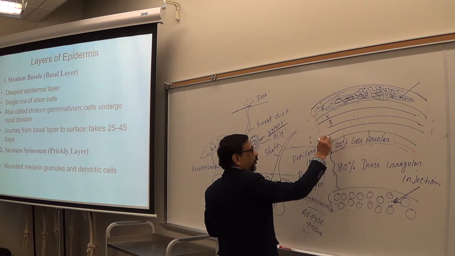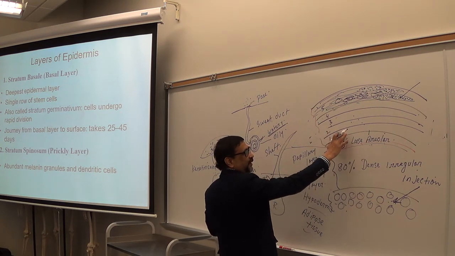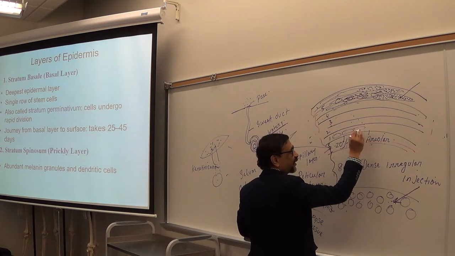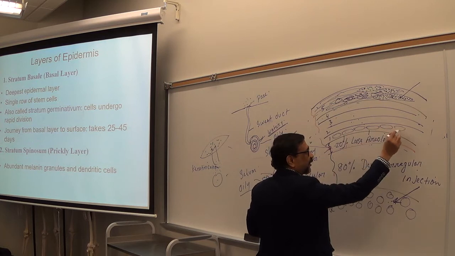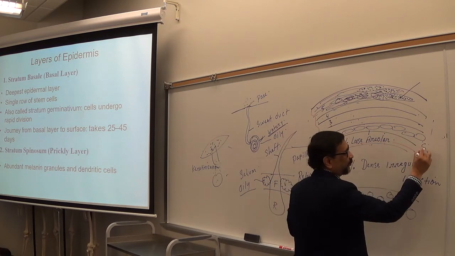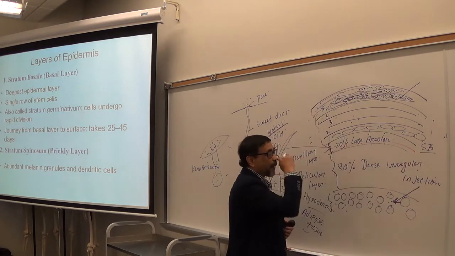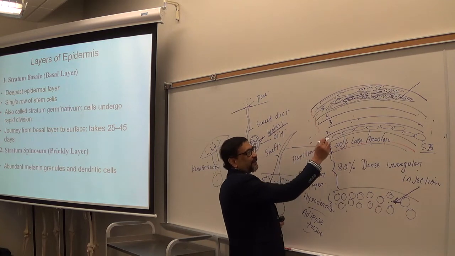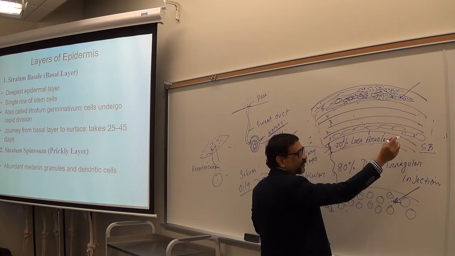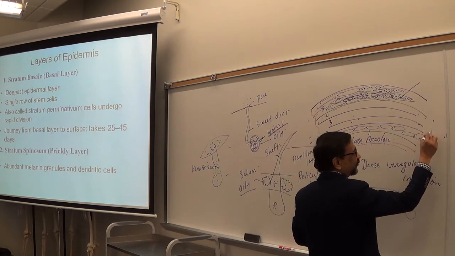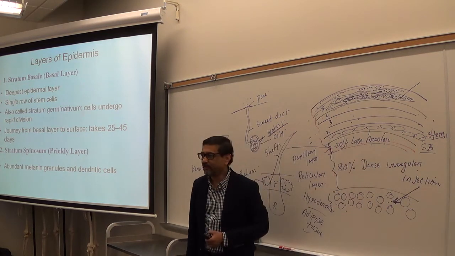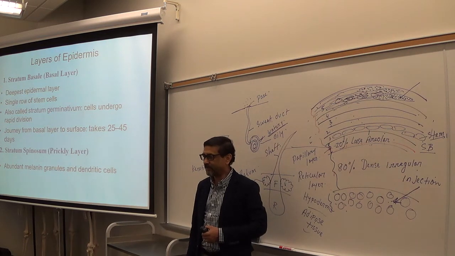So if we go from inside to outside, this is the innermost layer of the epidermis, and this layer is called stratum basale, or basal layer. And this layer is formed by usually a single layer of stem cells. So these cells are stem cells. Stem cells usually form a single layer in stratum basale.